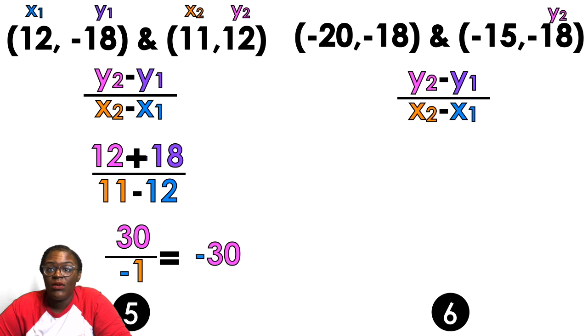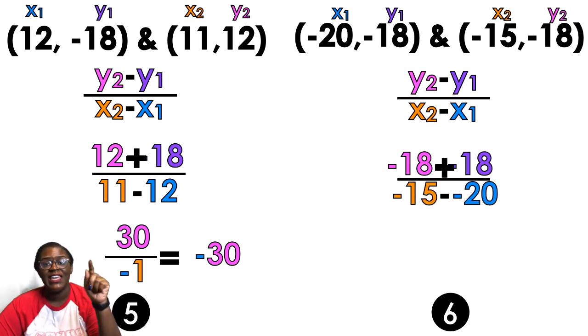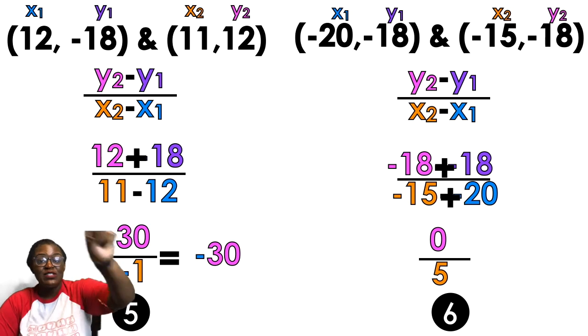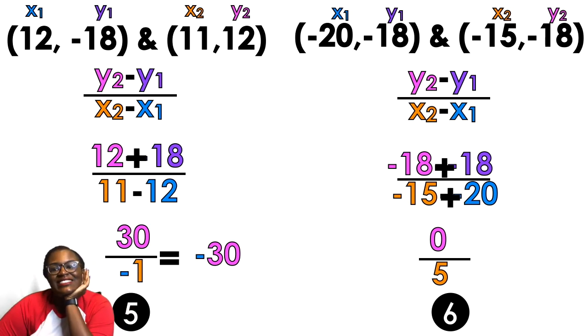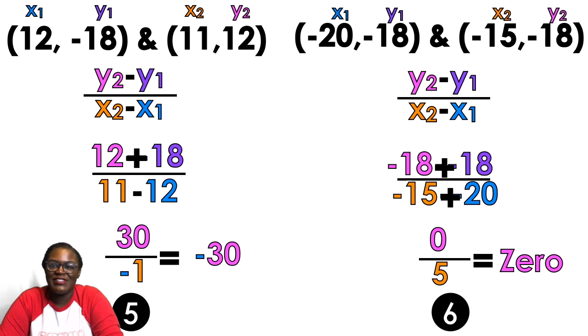You should get those labels. You should have plugged in negative 18 minus negative 18, and 15 minus negative 20. Remember, your negative negative turns into a positive. So you should have gotten 0 on top and 5 on the bottom. When the 0 is on the top, what do you get? 0! 0 slope, which means that's a horizontal line. But that's another topic for another day. So your final answer should have been 0.